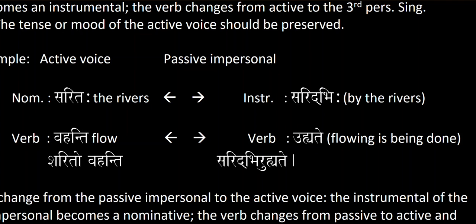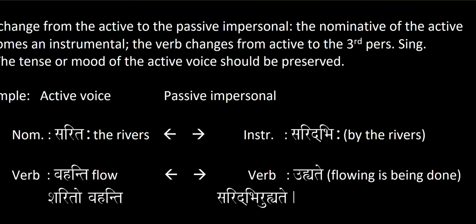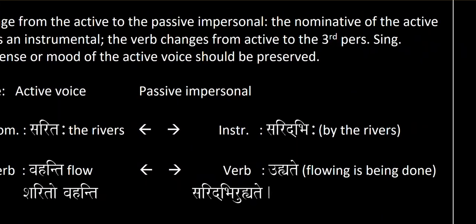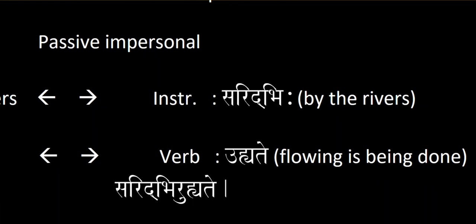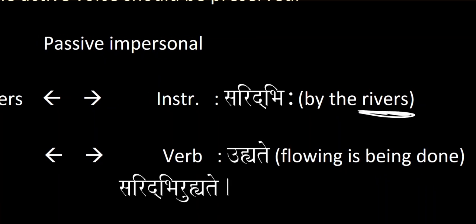uhyate, which means flowing is being done. So it always has to be in the third person singular passive, because it's the flowing that's being done. You're not directing that to the word rivers anymore. You're taking away the subject. That's why flowing is being done by the rivers. So flowing almost seems to be the subject of your sentence.